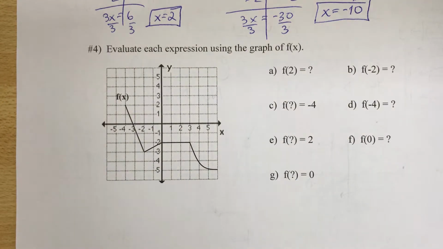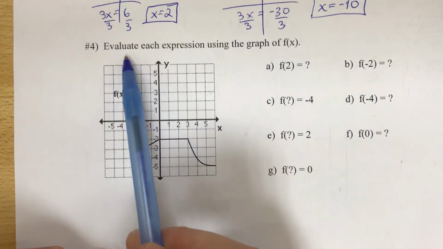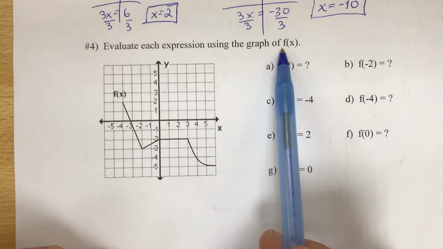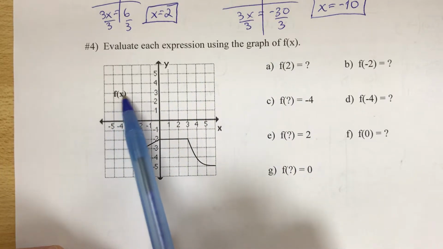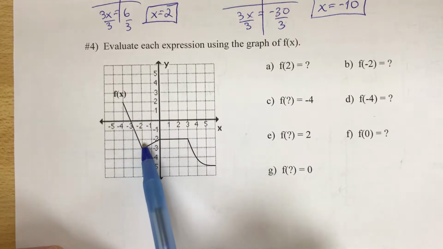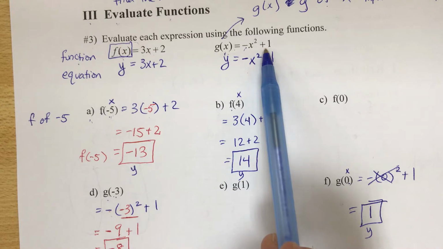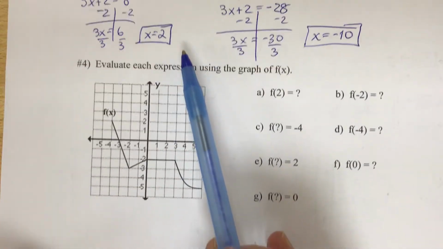All right, so the last one we'll do here, number 4, is we're going to evaluate functions visually from looking at a picture. Evaluate each expression, here are all the expressions, using the graph of f of x. So here's the function. Now they're showing it to us. Instead of showing it as an equation, we can also represent a function visually.